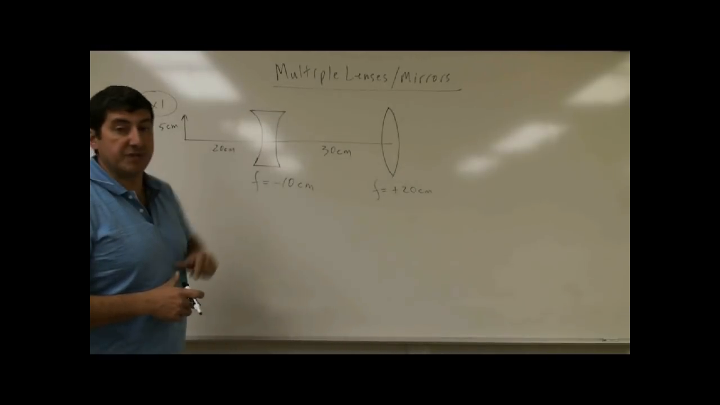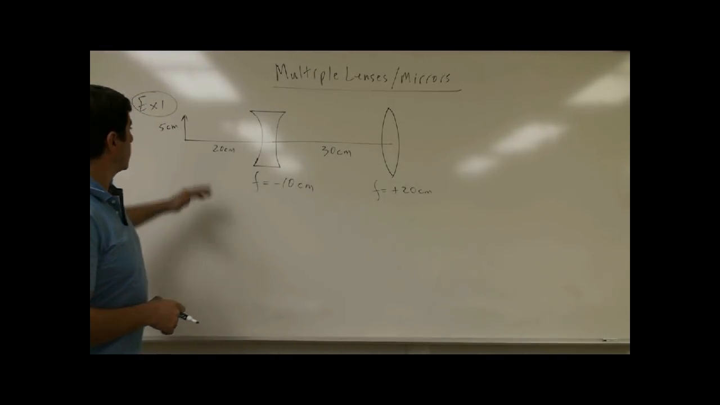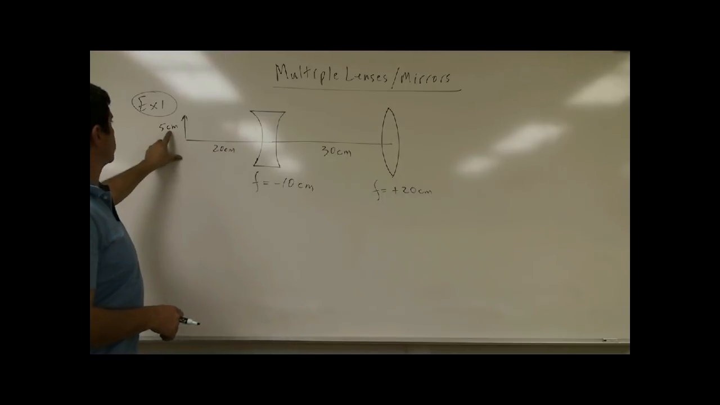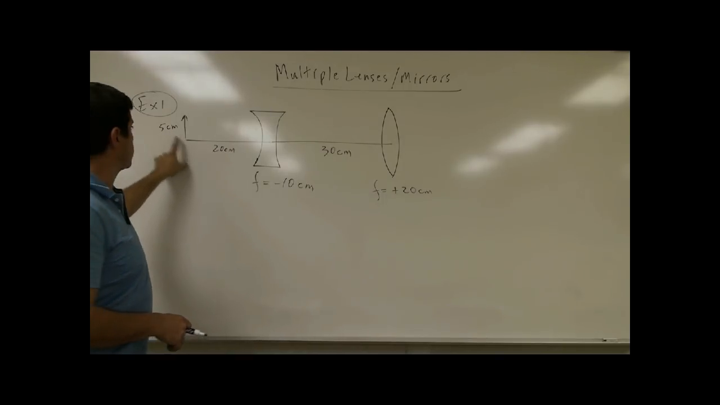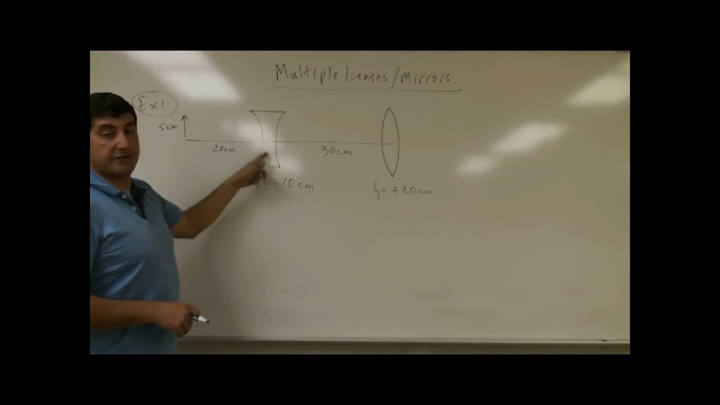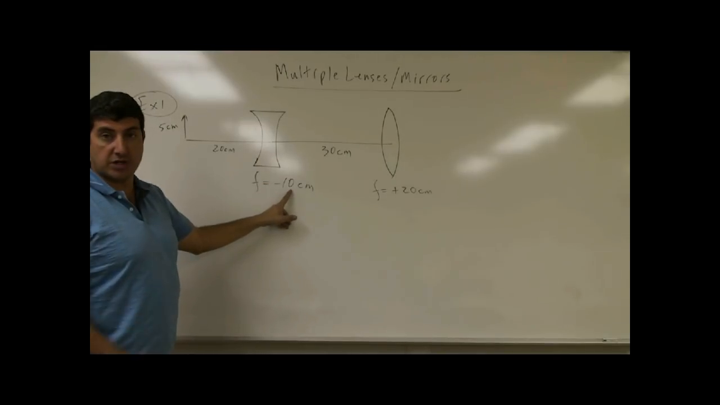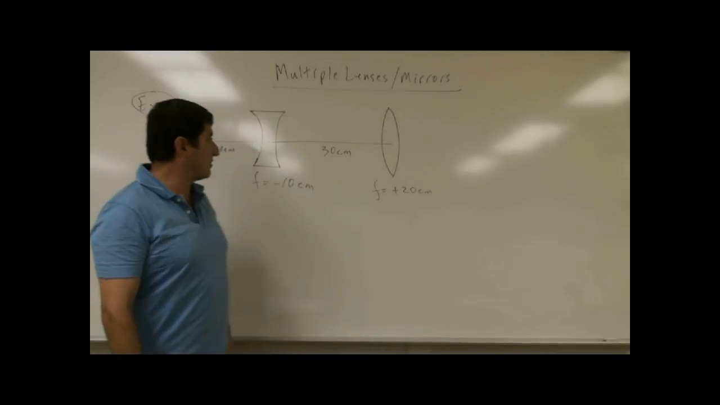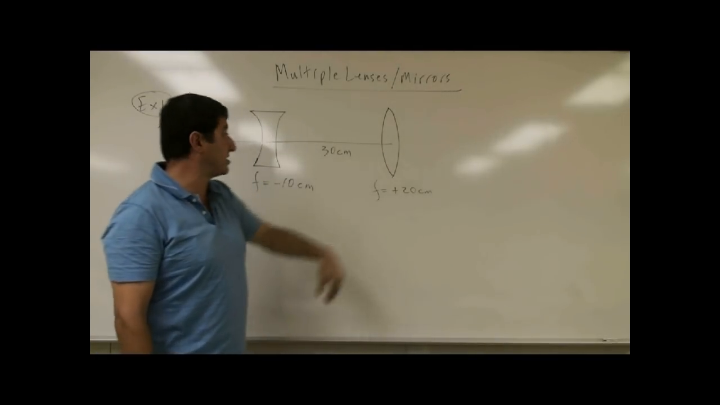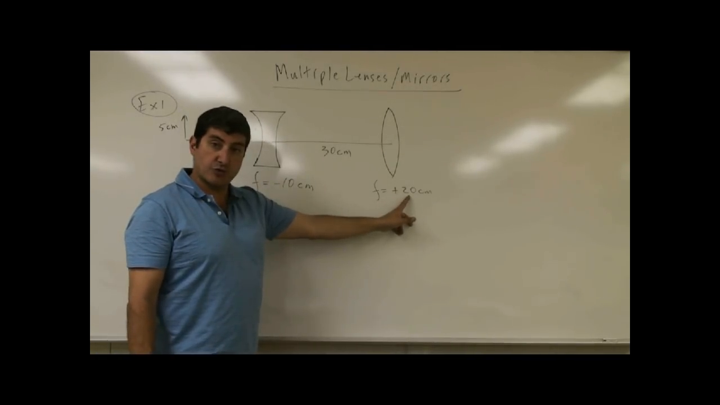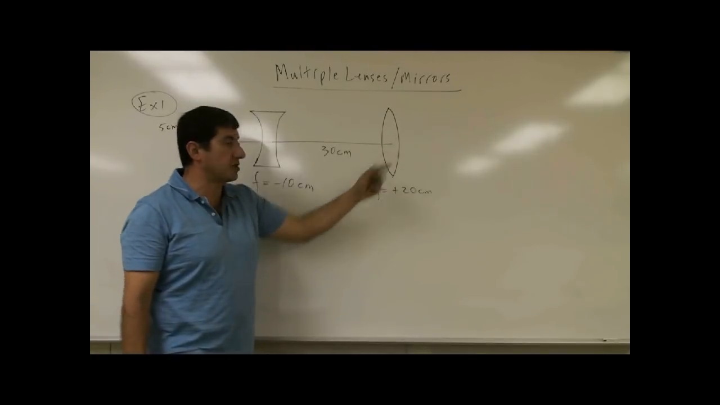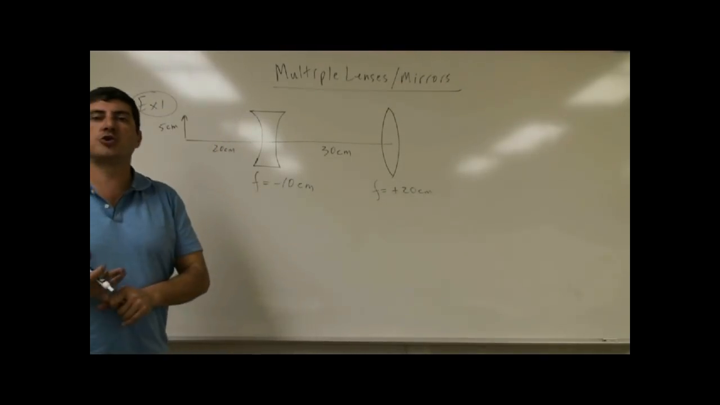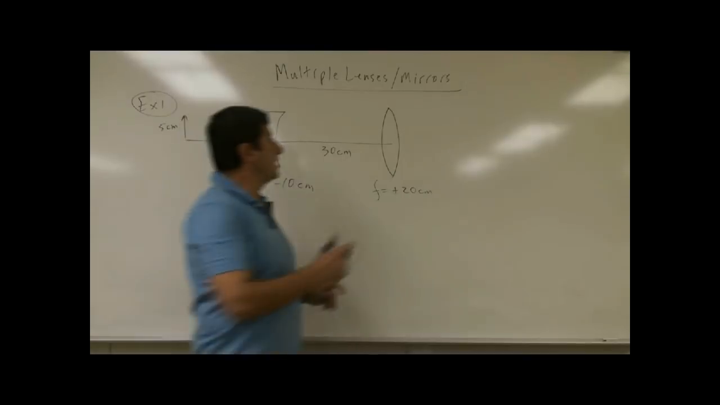Multiple lens and mirror combination problems. If I have an object that is 5 centimeters in height, 20 centimeters in front of a diverging lens with a focal length of -10 centimeters, and to the right of the diverging lens there's a converging lens with a focal length of +20 centimeters, and the distance between them is 30 centimeters. I want to know where the final image will be.